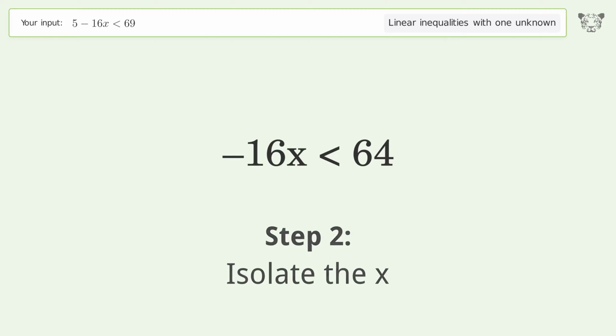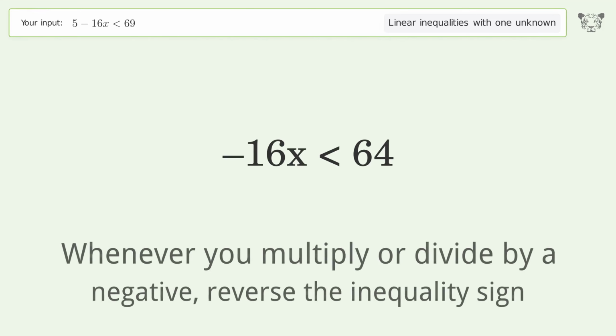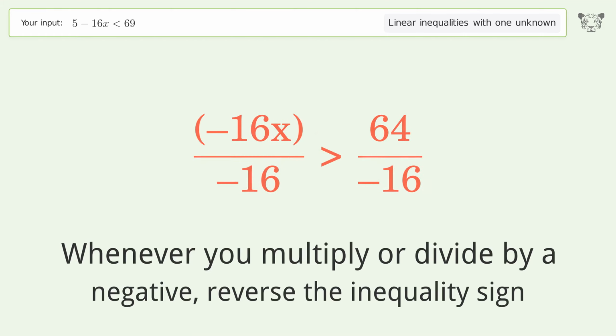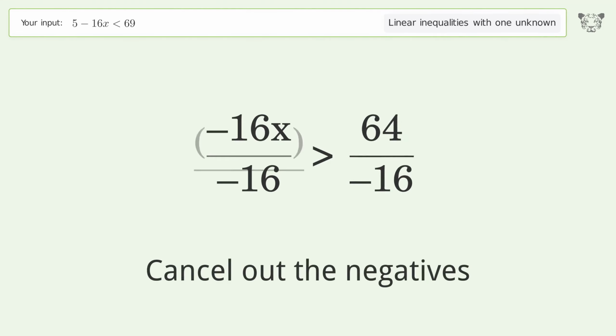Isolate the x. Divide both sides by -16. Whenever you multiply or divide by a negative, reverse the inequality sign. Cancel out the negatives.